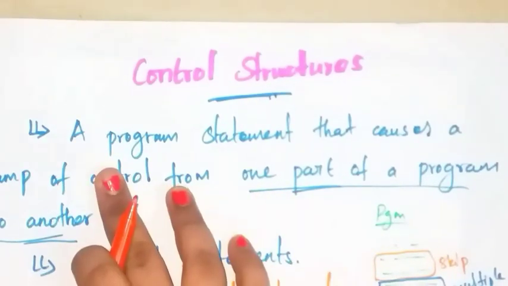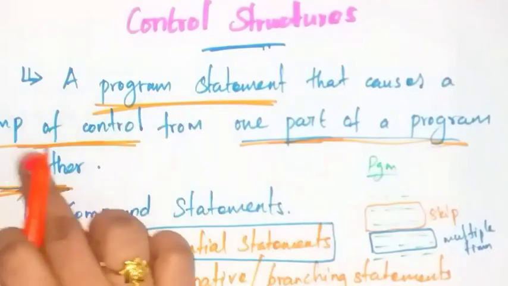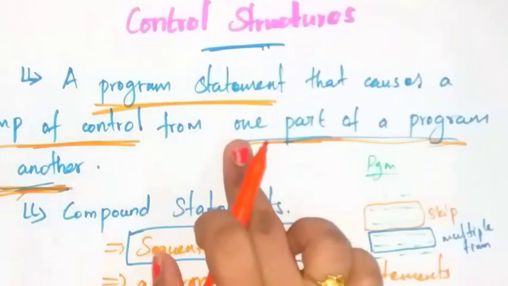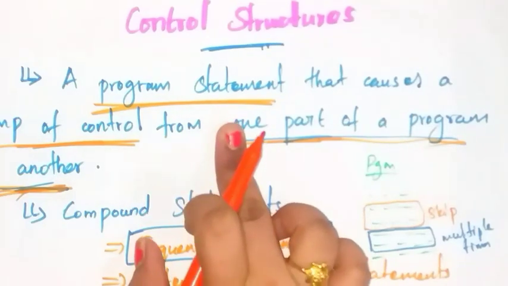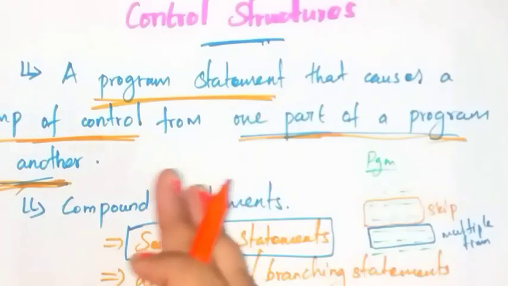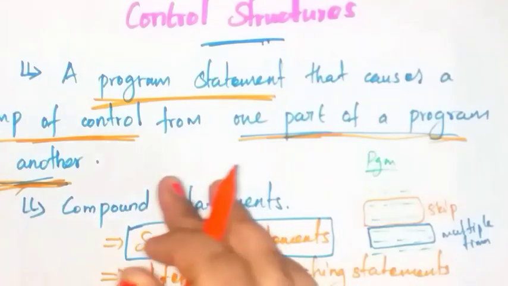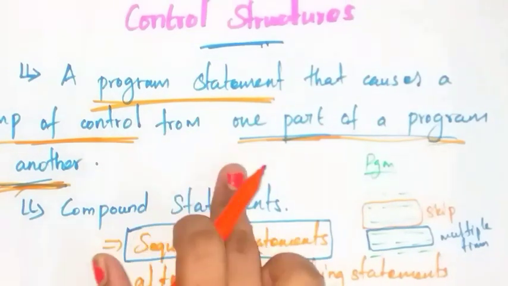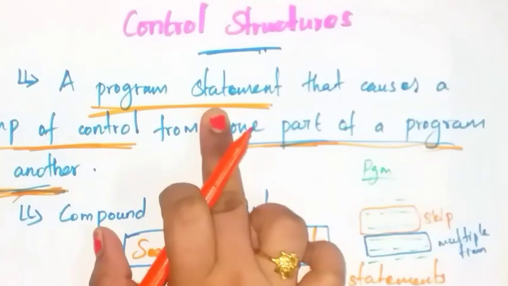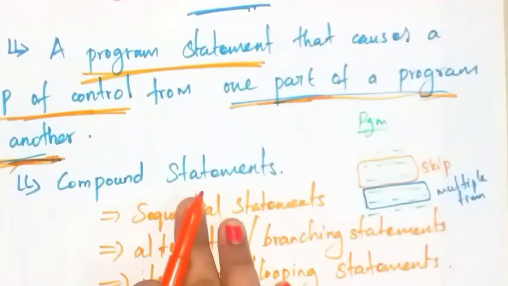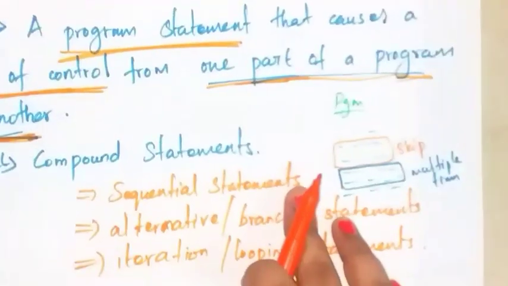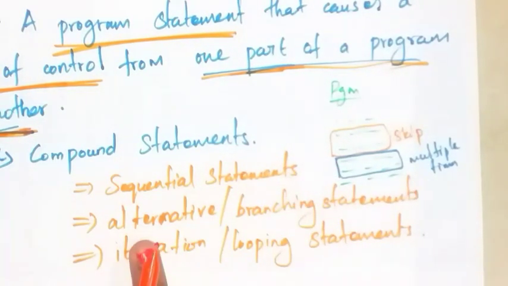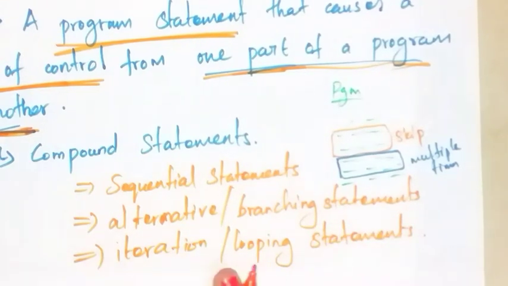Okay, so let's see the definition. The program statements that jump from one part of a program to another part of a program based on the condition, those statements are called control statements. Which means it skips some segment of a program and executes another segment of a program based on the condition. So that type of statements are called control statements. These control statements are also called compound statements. They are divided into three types. What are they? Sequential statements, alternative or branching statements, iteration or looping statements.